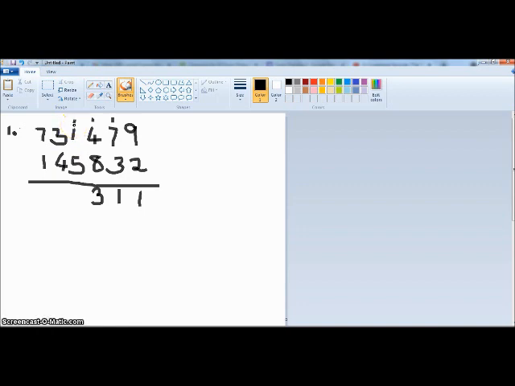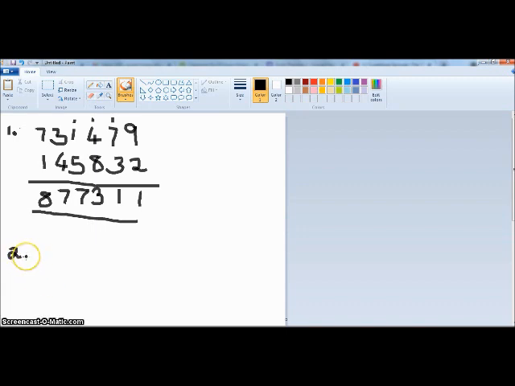In this next column you are going to add 1 plus 1, 2. 2 plus 5 is 7. So there's no carry here. We move to the next column. 3 plus 4 is 7. Then here 7 plus 1 is 8. So the answer is 877,311. Let us move on to the second question.